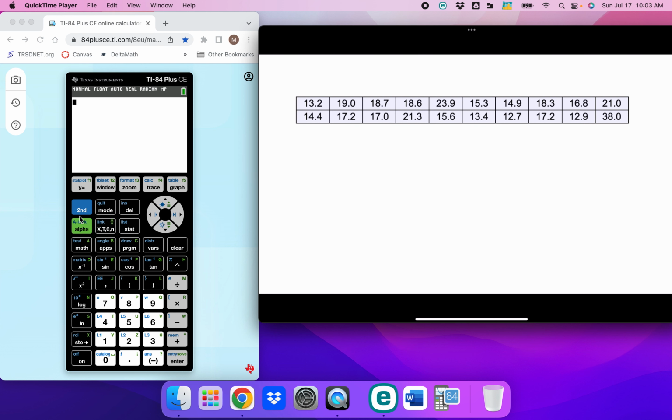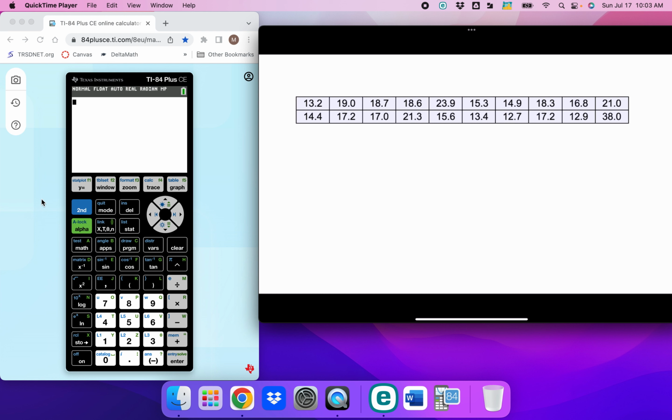So I have a TI-84 emulator right here. You can also use any of the other TI graphing calculators. I believe they're all done exactly the same way. There are some things later on in this course that are different with different calculators, but this is pretty much the same across all of them.